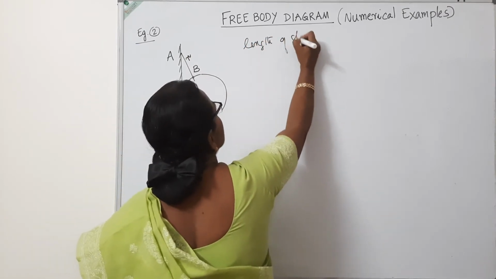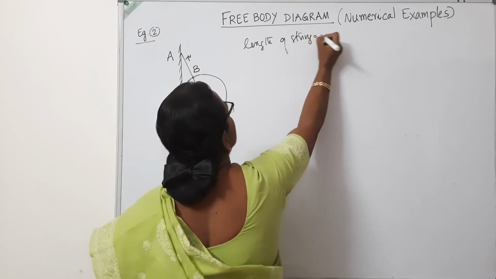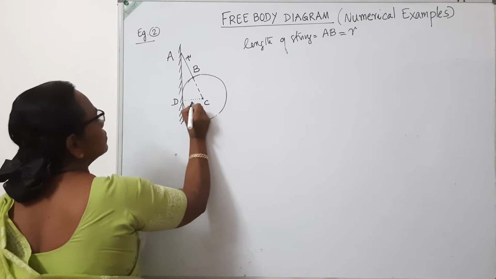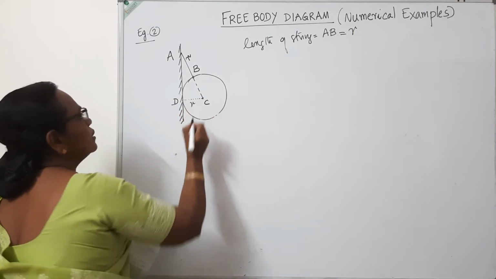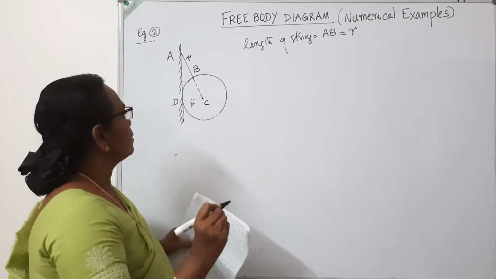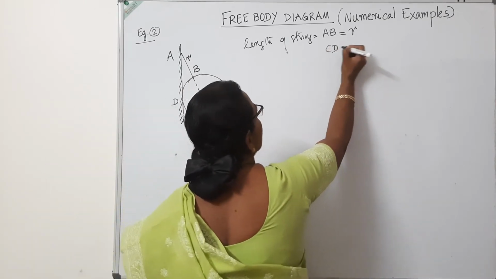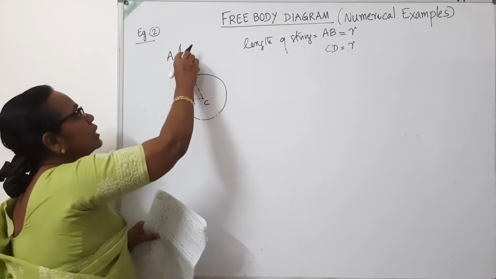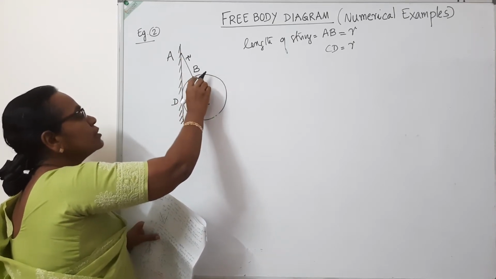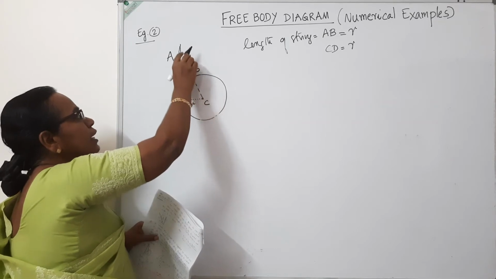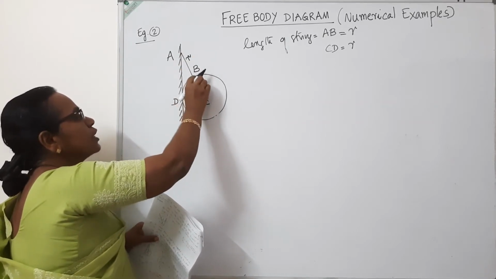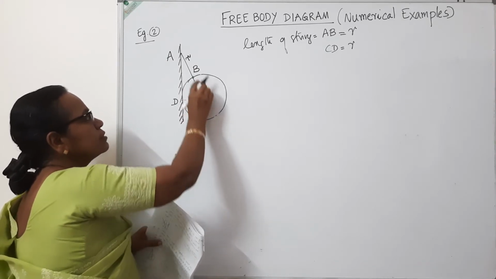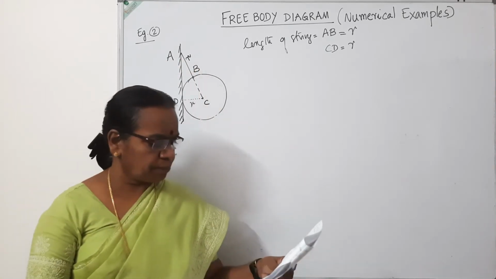Length of string is AB, that is equal to the radius of the sphere. Radius of the sphere is, say, CD, that is also equal to R. So AB is equal to R and CD is also equal to R. These are the things given in the question. A sphere is attached with a string. It is connected to a point on the surface B and attached to the wall. So AB is a string and this is a smooth wall, and the radius of the sphere is the same as the length of the string.